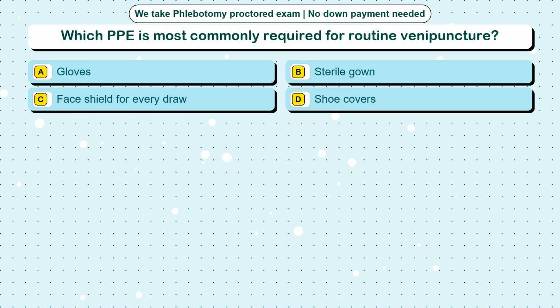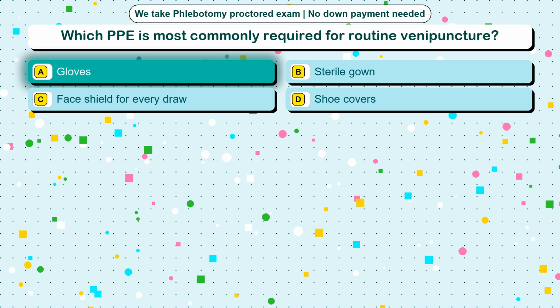Question 49. Which PPE is most commonly required for routine venipuncture? Option A. Gloves. Option B. Sterile gown. Option C. Face shield for every draw. Option D. Shoe covers. The correct answer is option A.